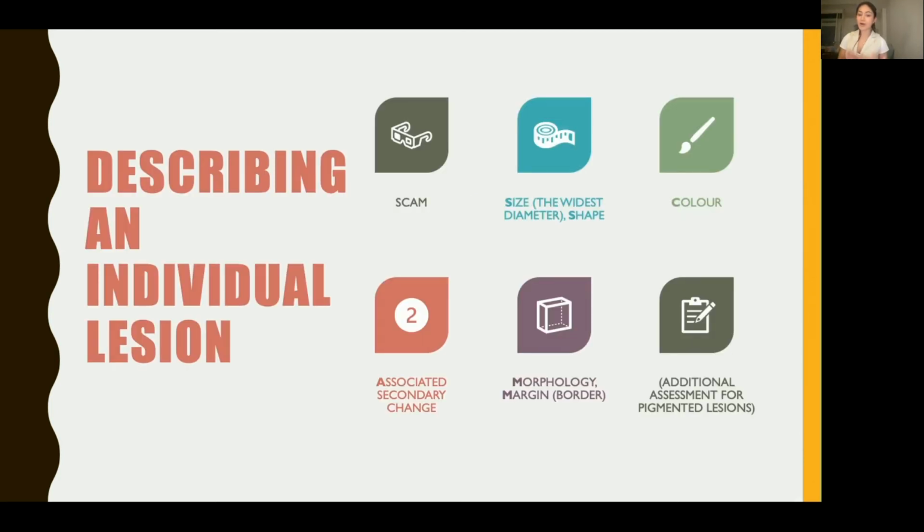And then how to describe a lesion that you see. So we use a mnemonic, SCAM. So S is for the size and the shape. So size, you can say millimeters, centimeters. C is for color. A is for associated secondary change, and I'll come back to how to differentiate between a primary lesion and a secondary lesion. M is for morphology and margins. And A, I've just added in there because we need to, again, do additional assessments for pigmented lesions. Next slide.